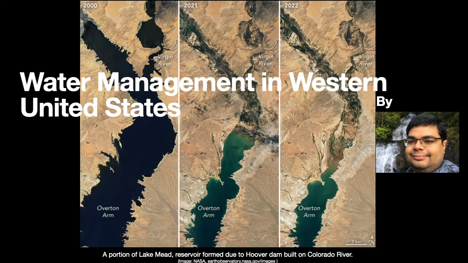So on the screen, you can see water levels in a portion of the Lake Mead. This portion is called the Overton Arm. On the left hand side, you see the water levels that were photographed from satellites that NASA monitors. So on the leftmost side, you have the water levels in the Overton Arm of the Lake Mead in early 2000s. Then in the middle, you have water levels that were present previous year, and on the rightmost side, you see the water levels that are present in today's time, that is 2022.